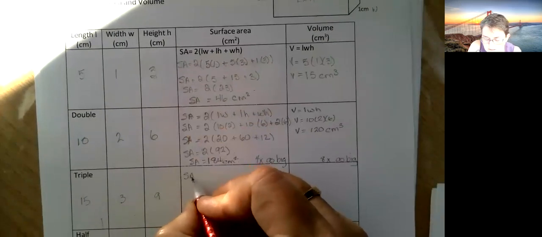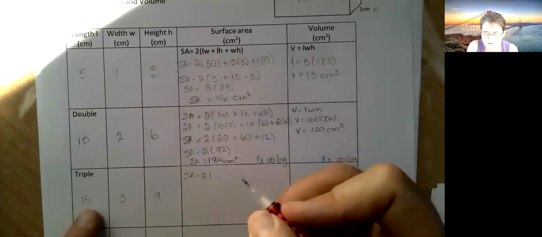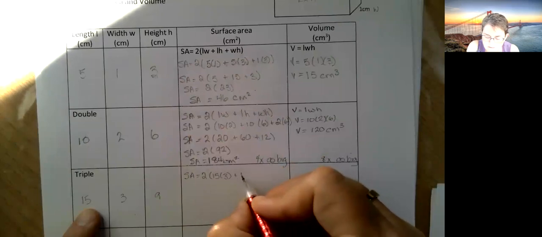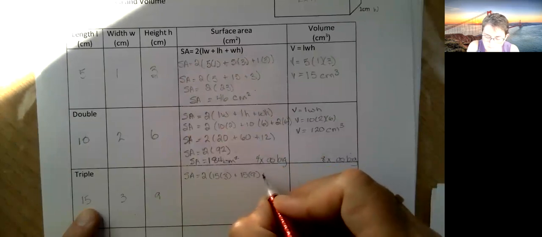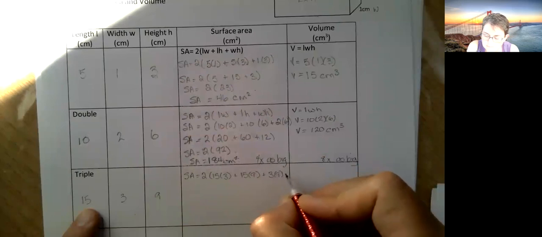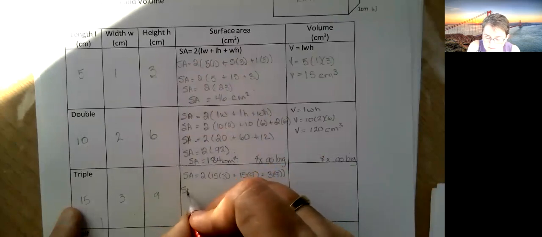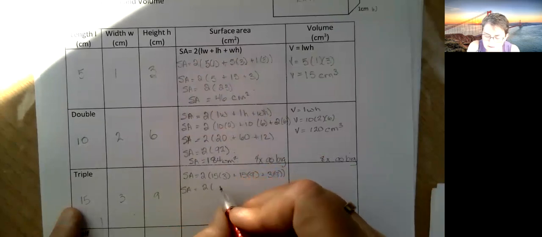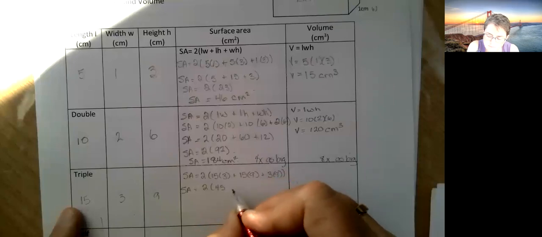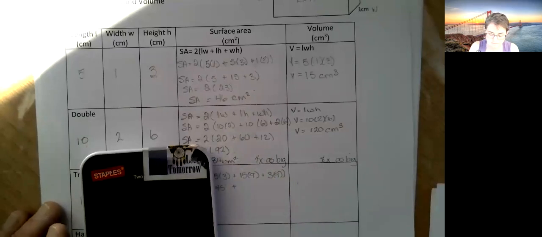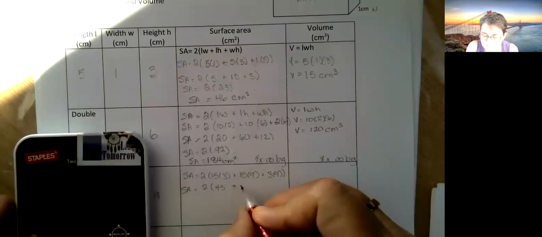So surface area is equal to 2. I'm just going to be lazy here. 15 times 9. That's what this one, this one, this one, this one, this one, this one. Surface area is equal to 2 times 15 times 3 is 45, plus 15 times 9, 135, plus 27.